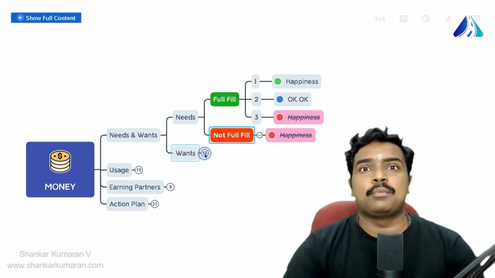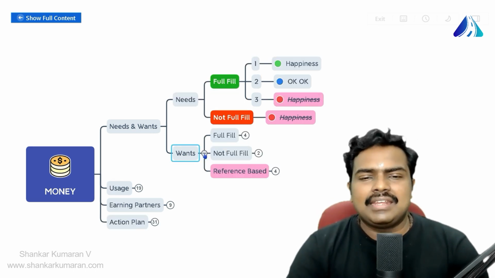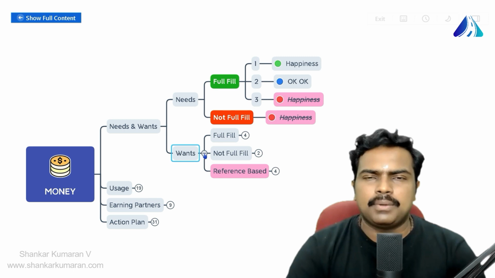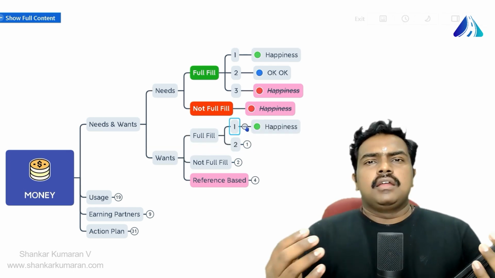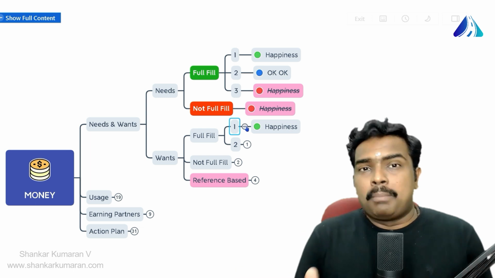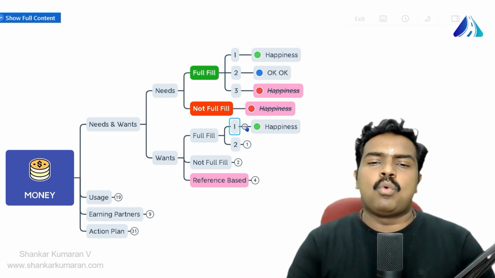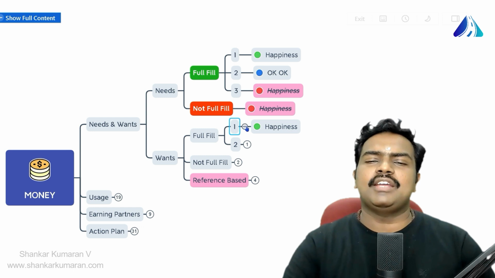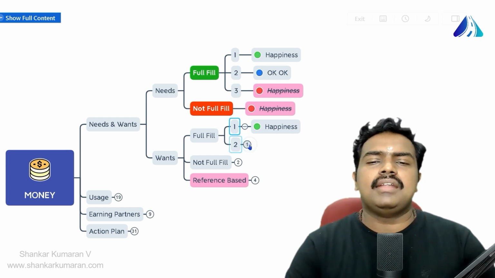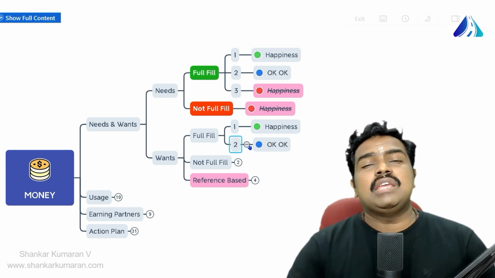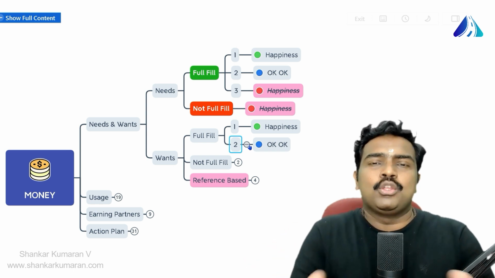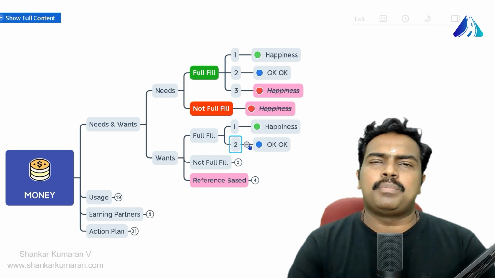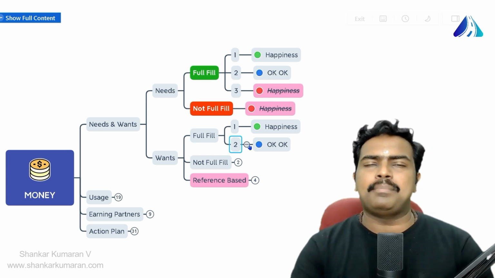Now let's discuss the wants. Again here we have the same setup. If you fulfill all your wants and if you don't fulfill. Now if you are able to buy whatever your wants are, then there is a possibility that you will be happy. And there are situations where even though whatever you ask or wish for you get, still there will be a possibility that you may not be happy to the core.